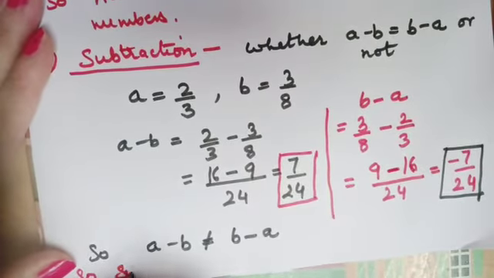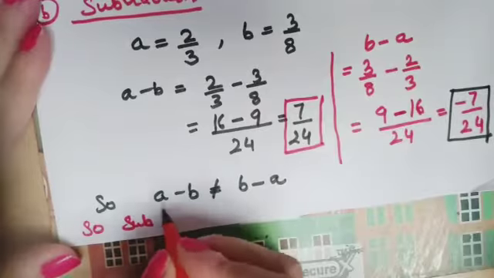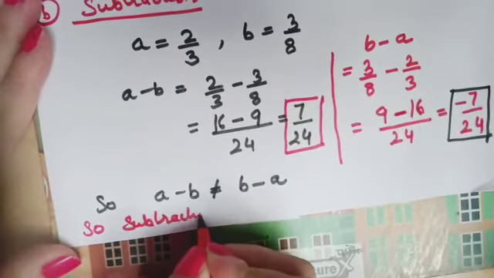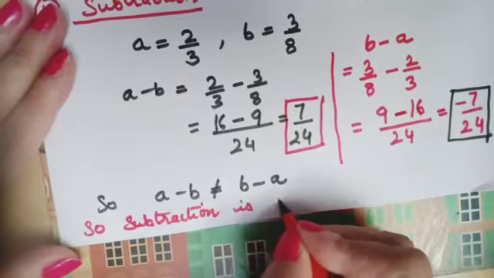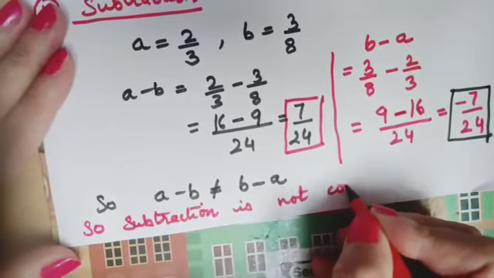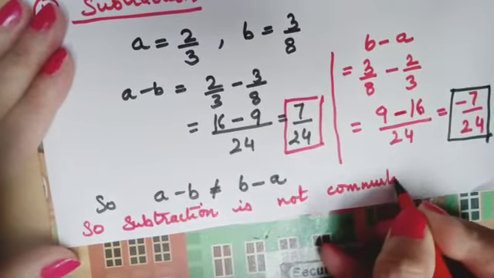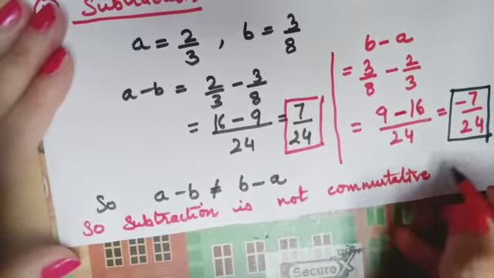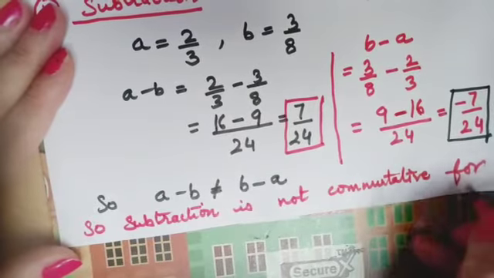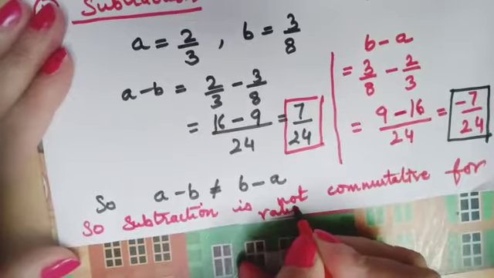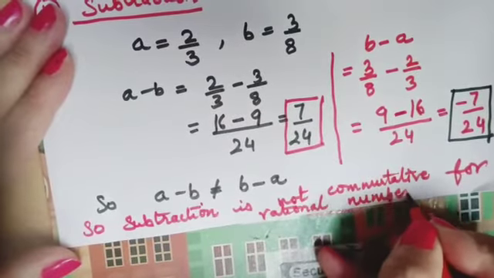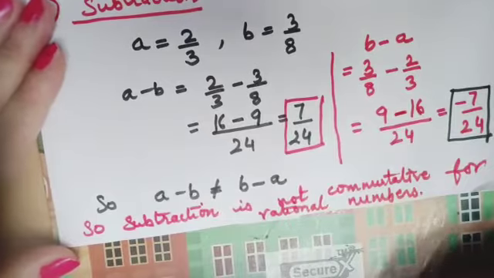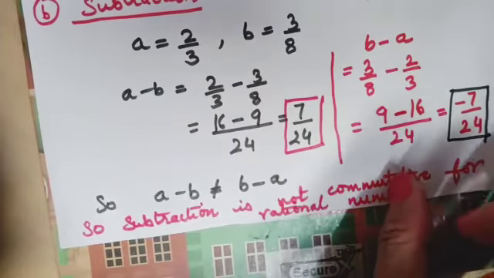So subtraction is not commutative for rational numbers. आ गया सबको समझ में? इज इट क्लियर?